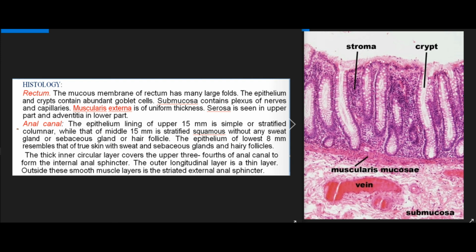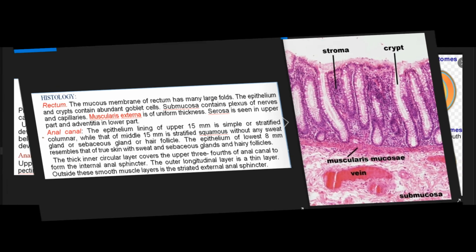The thick inner circular layer covers the upper 3/4 of the anal canal to form the internal anal sphincter. The outer longitudinal layer is a thin layer. Outside these smooth muscle layers is the striated external anal sphincter.